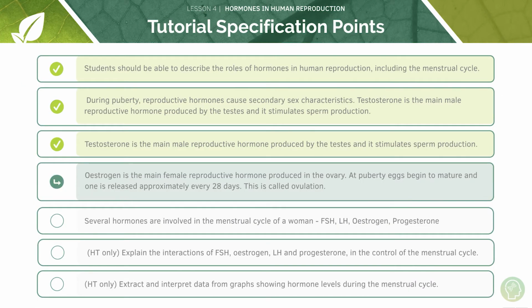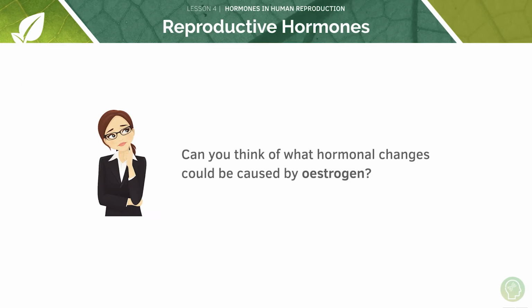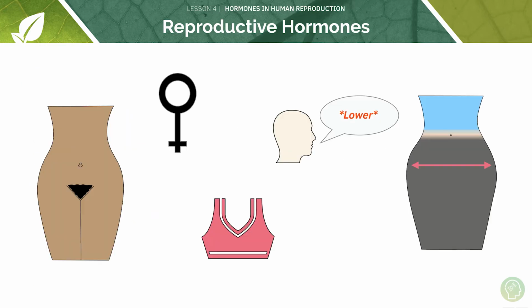Now, testosterone is the main male reproductive hormone. In contrast, estrogen is the main female reproductive hormone, and it's produced in the ovaries. Estrogen causes ovulation, and this is the release of an egg from the ovaries. During puberty, eggs begin to mature, so that they can take part in the menstrual cycle. Can you think of what secondary sex characteristics might be stimulated by estrogen? Again, here's a clue.